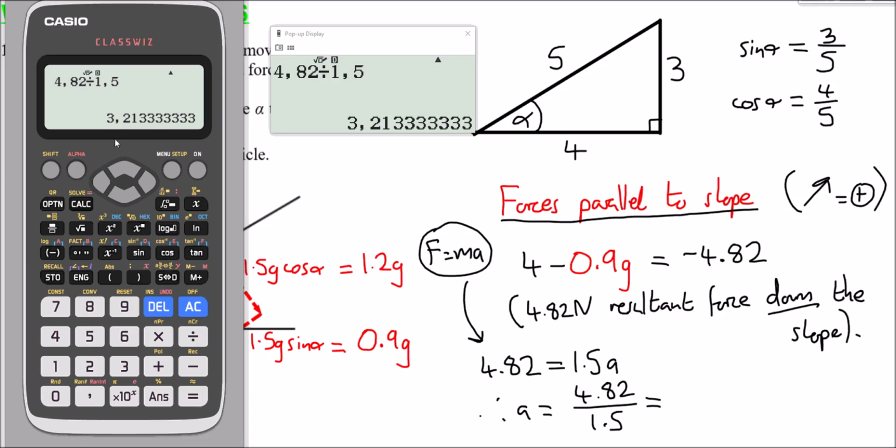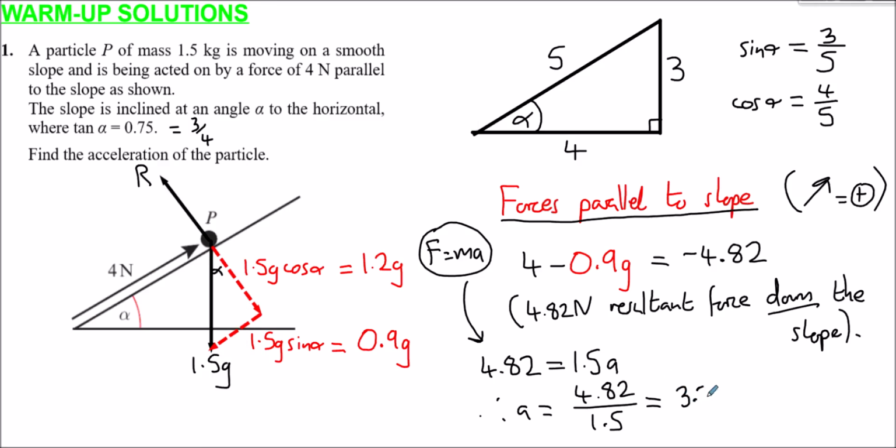We get to three significant figures, 3.21 meters per second squared. Let's now have a look at the second warm-up question.